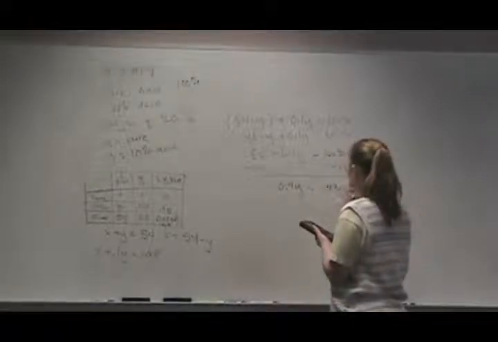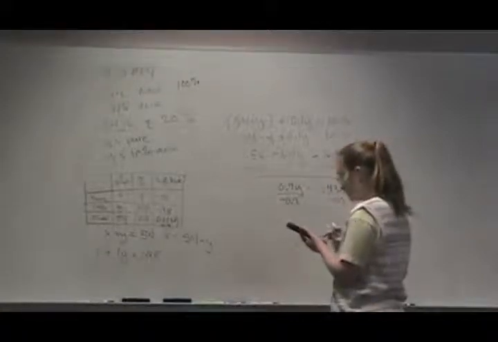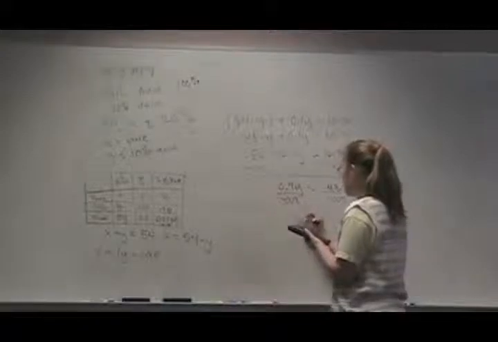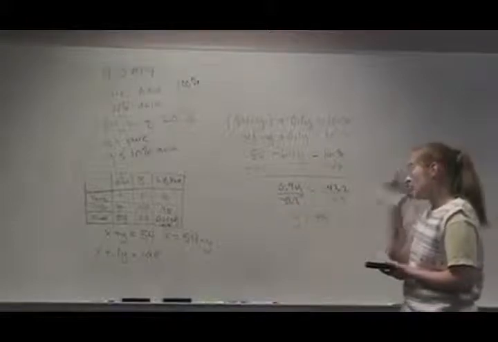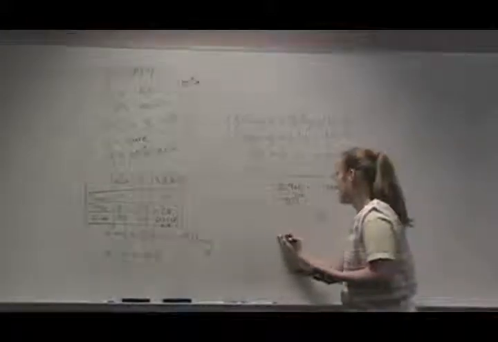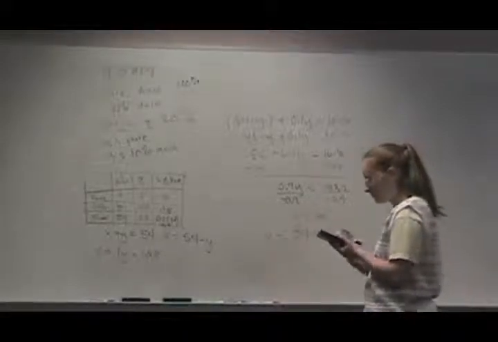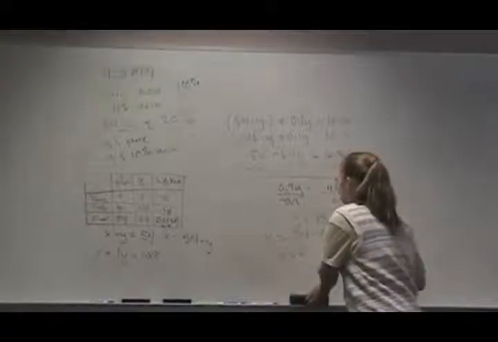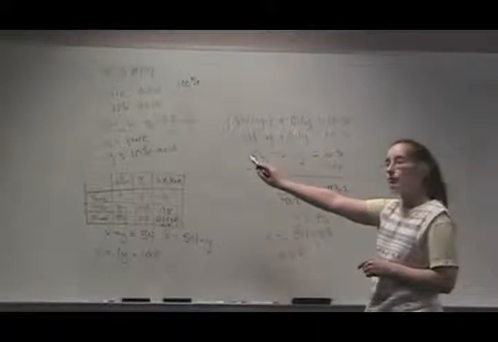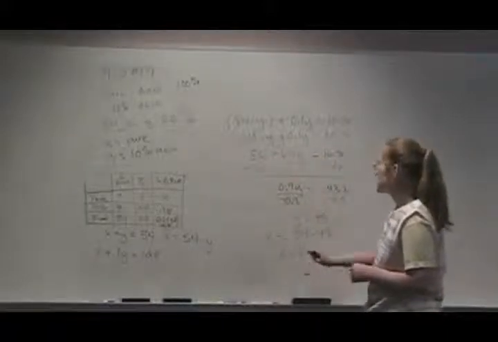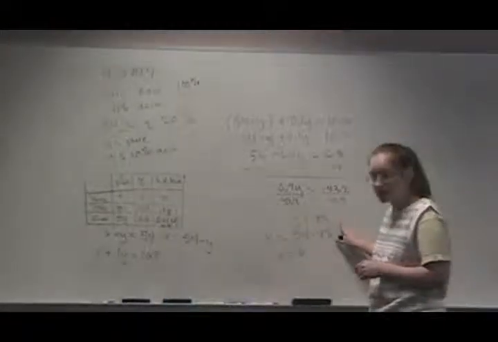Negative 43.2. I'm going to divide both sides now by the 0.9. So Y equals 48. Because remember, the 2 negatives cancel each other out. Now I'm going to go back and plug this Y in here to find X. 54 minus 48. So X equals 6. So what does this mean? This means that to get this 54 liters of 20% acid the problem asks for, we need 6 liters of pure acid and we need 48 liters of 10% acid.